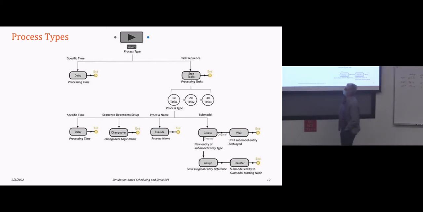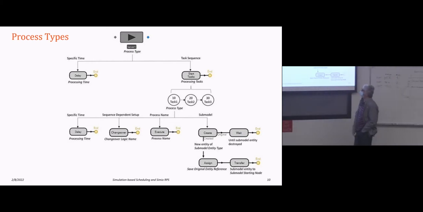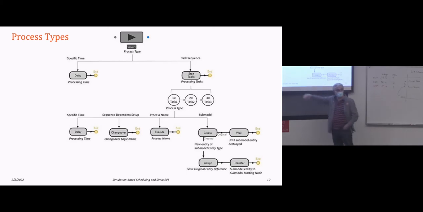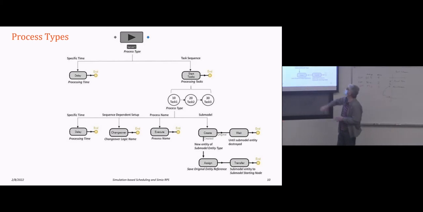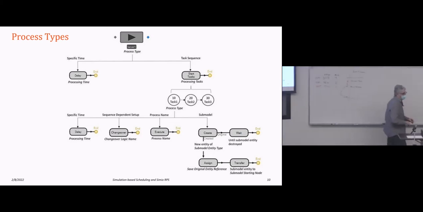We can have a changeover logic, which we'll see a little bit later on. We can have a process name, so we can execute a process. We can have a submodel, where we create a token and send it to the submodel. And so each one of the tasks can have its own defined process type.